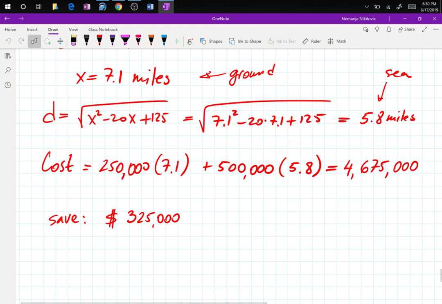Now we're going to take a break. When we come back, we have to linearize and do some differentials. So we'll see you in 5.